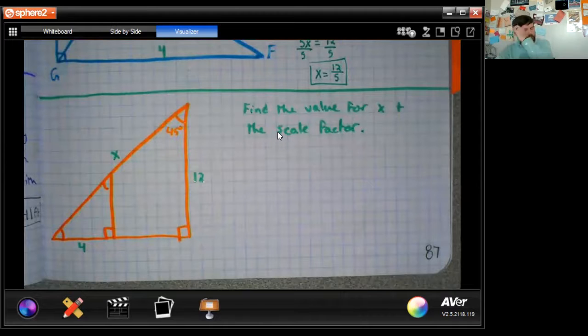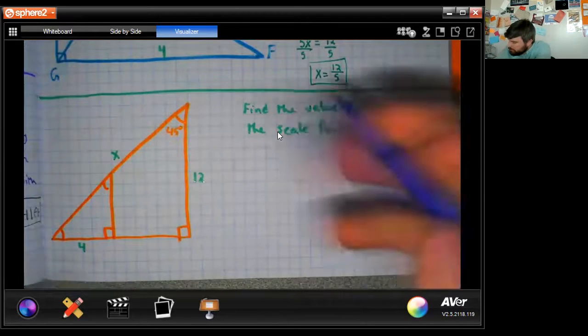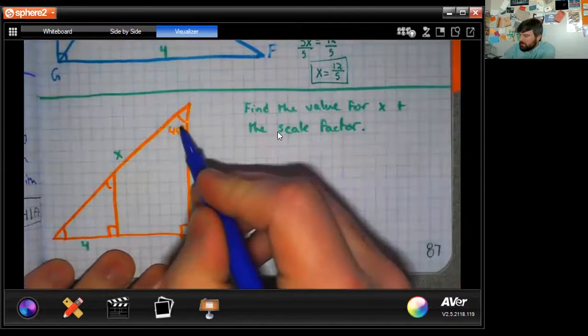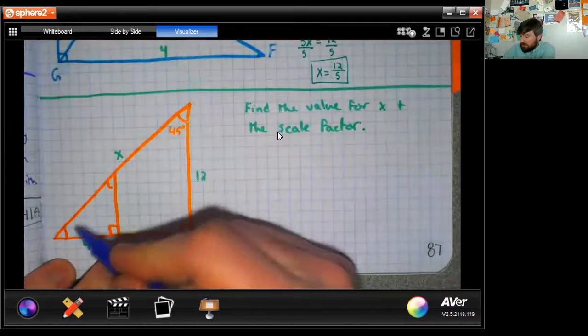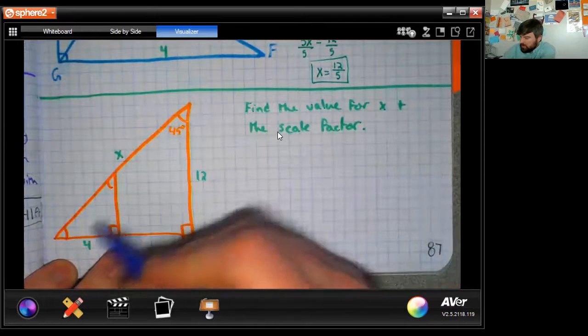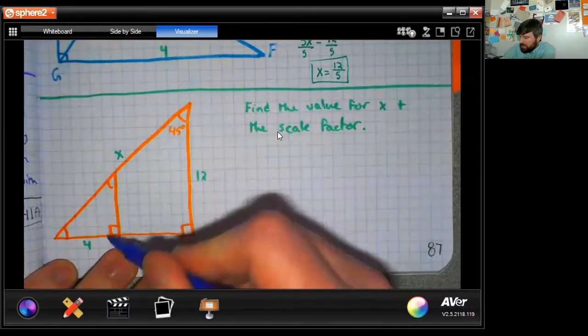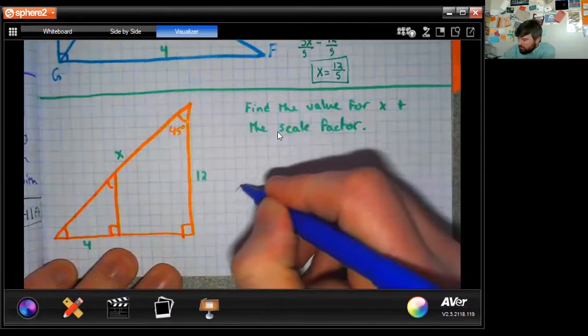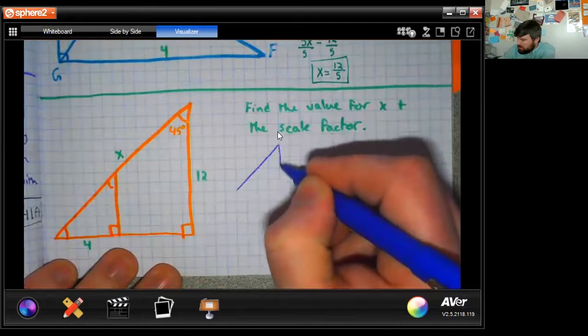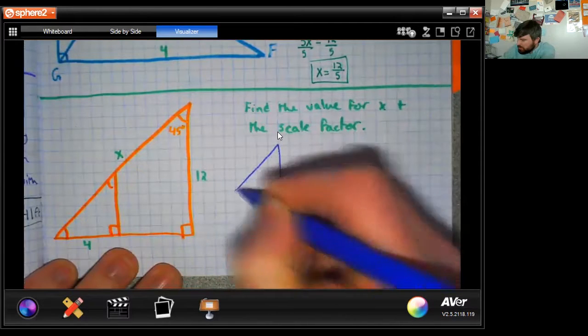Okay, so again, I'm going to draw these triangles out separately. And notice here that they gave me this angle is 45. So is this angle and this angle, they're all 45. So we actually have two 45, 45, 90 right triangles, which allows us to use the special right triangle properties.